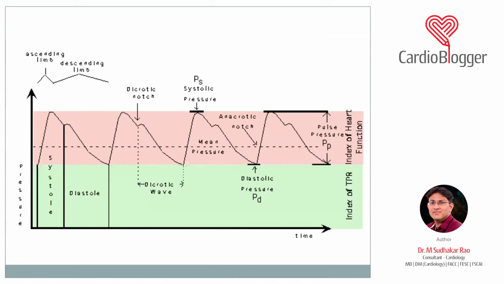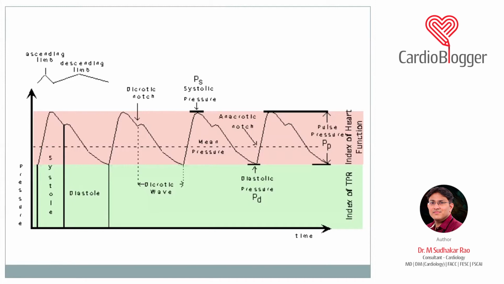So the upward wave is the percussion wave, and it is due to the LV ejection. So most of the wave is due to the blood from LV ejection, which gives a percussion wave. And then comes the little downward wave, which is known as the tidal wave. So the tidal wave is the pulse which is reflected from the upper extremities. Whatever recoil and reflected wave comes from the upper extremities is recorded as the tidal wave.